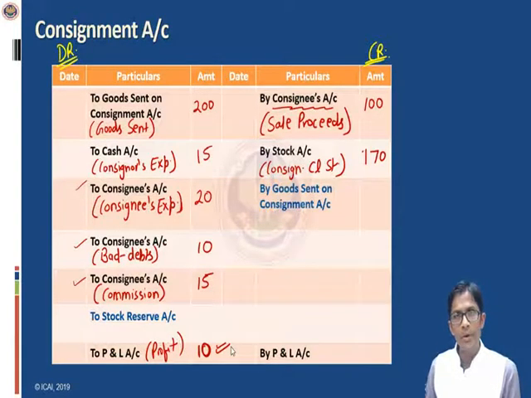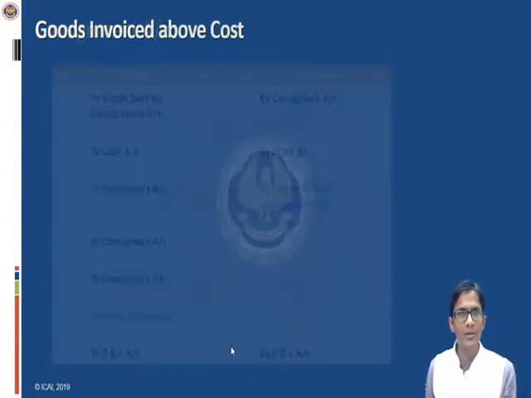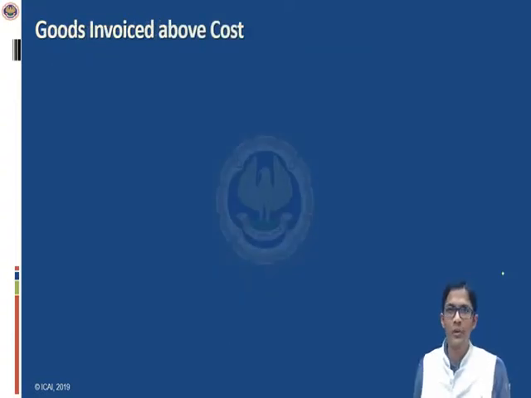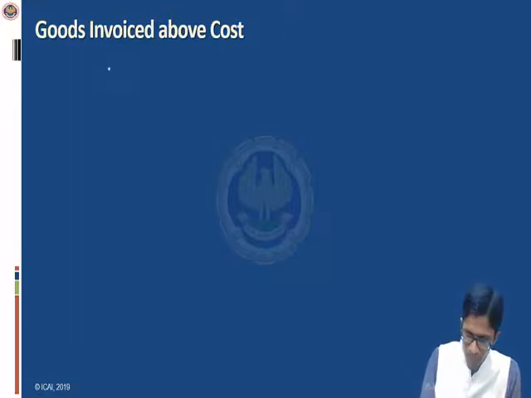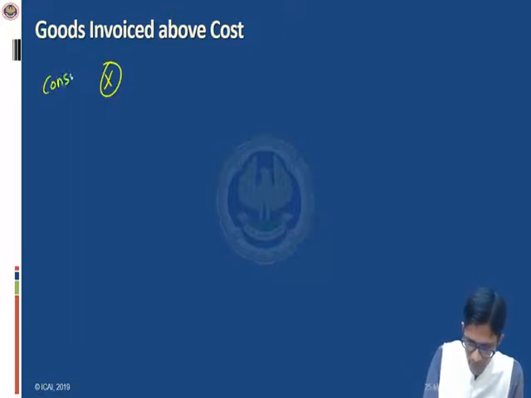But before understanding these two entries, we'll have to understand a different concept. So first of all, let us clarify that concept. So this is that concept. Let us understand it. Suppose X, who is our consignor, sends the goods to Y.